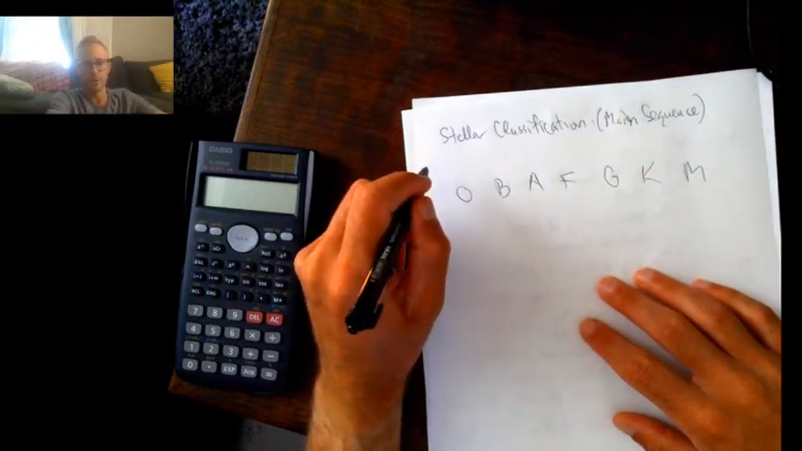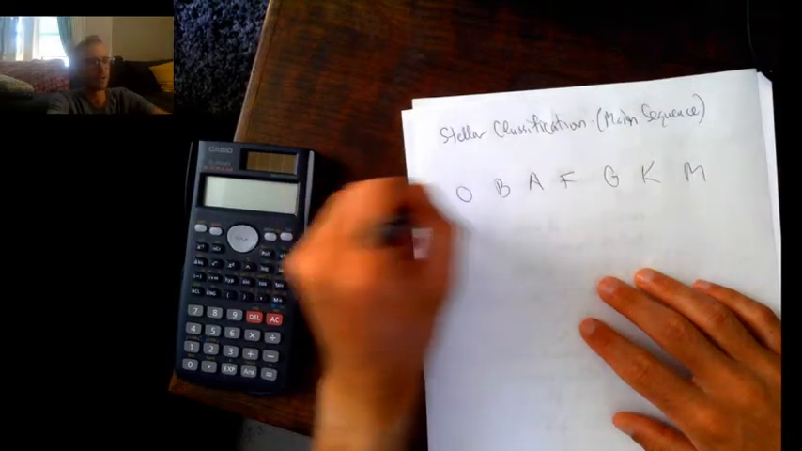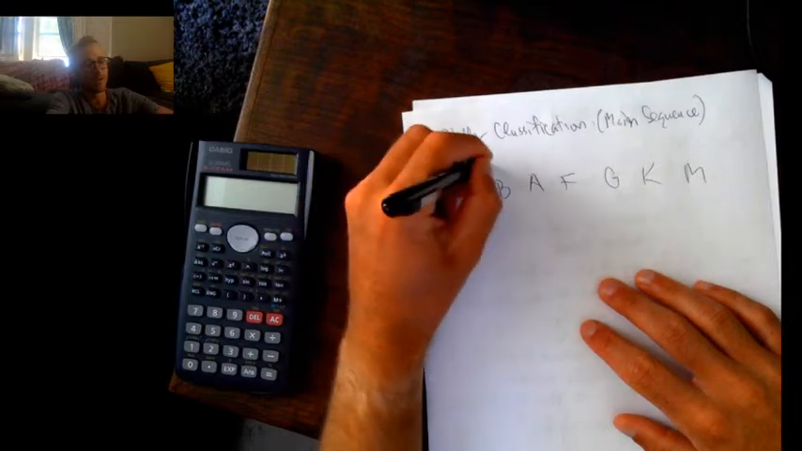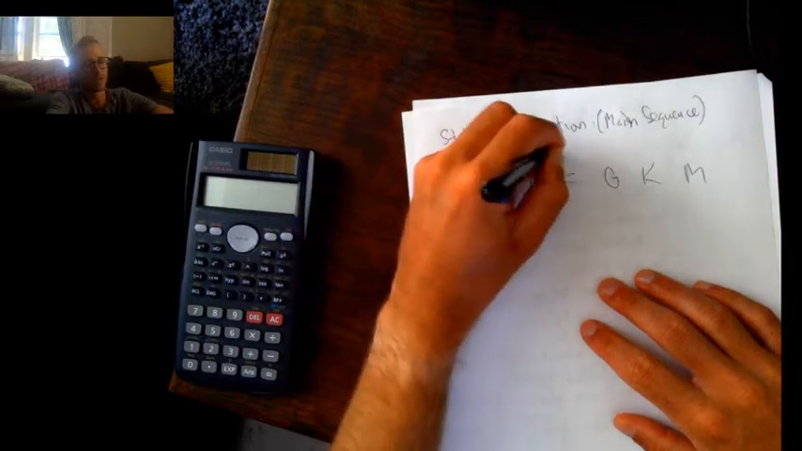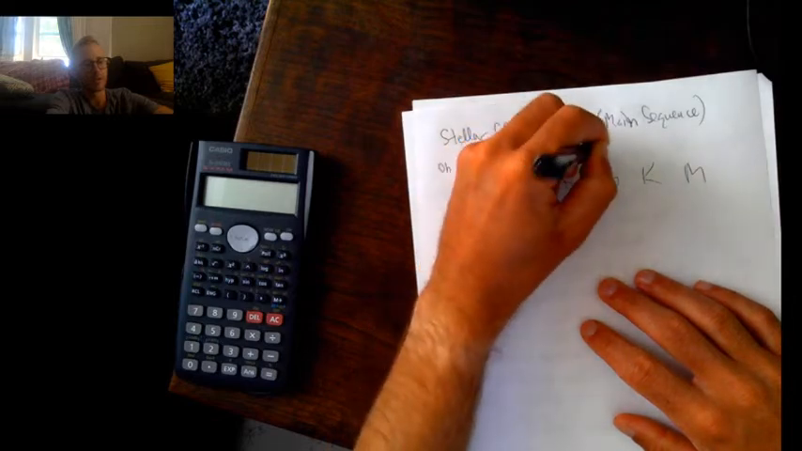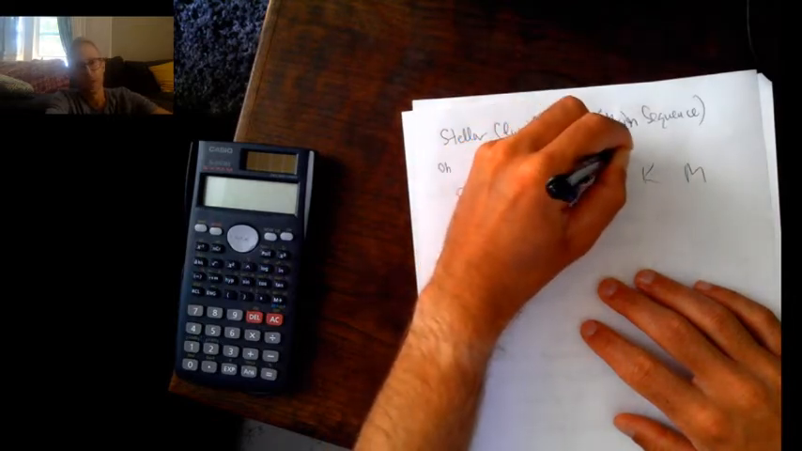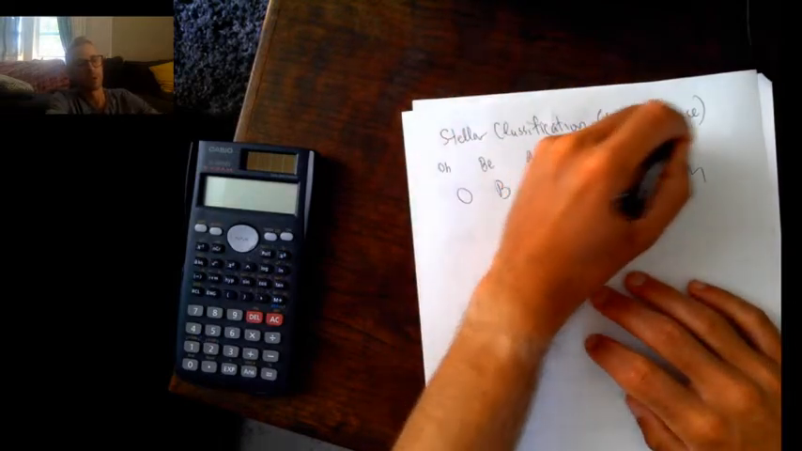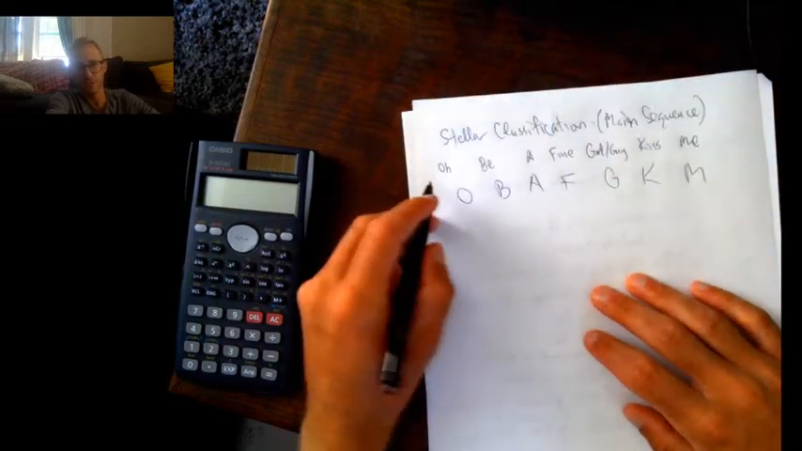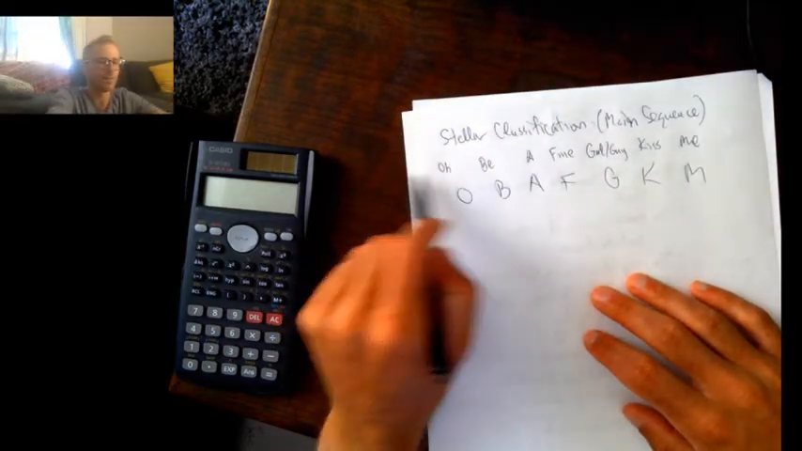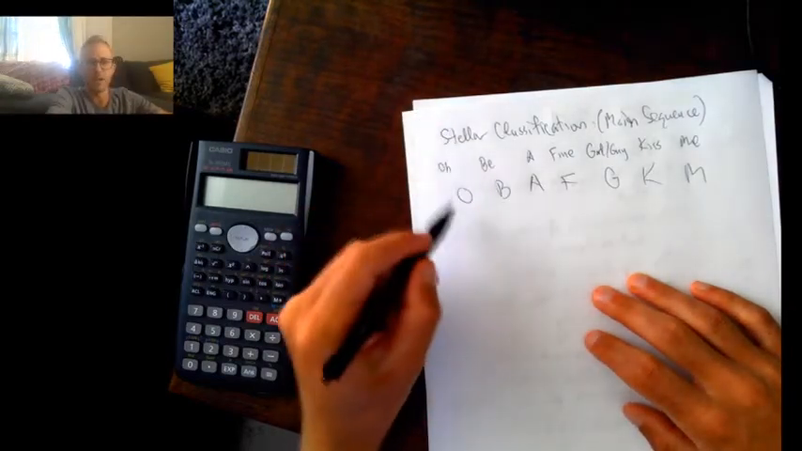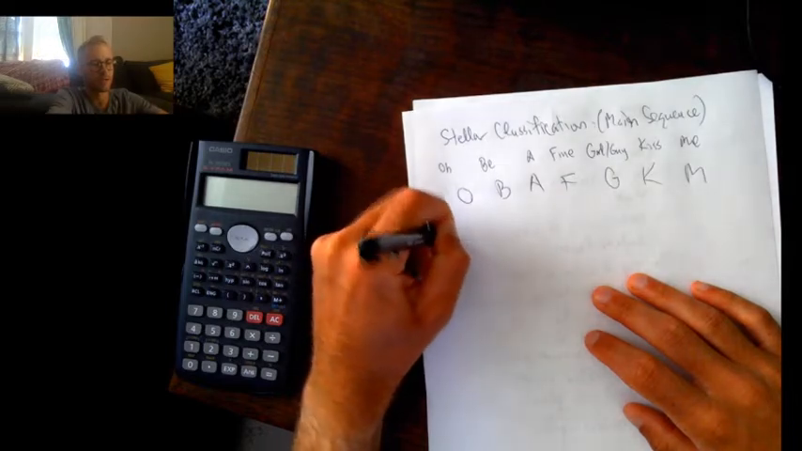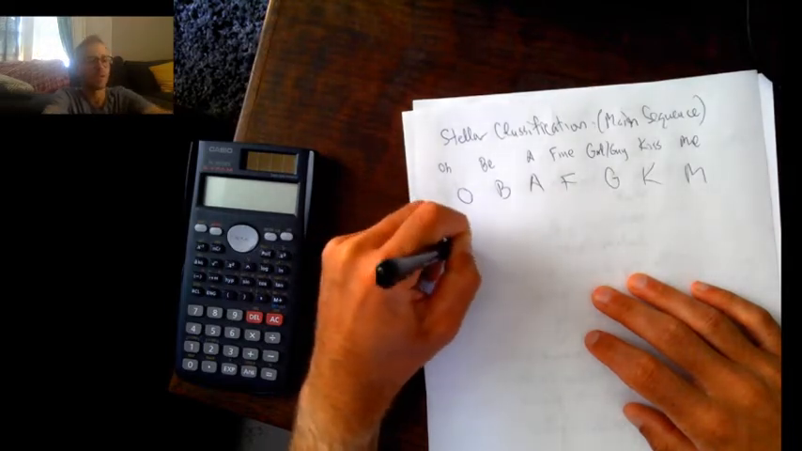So the way you can remember the order of this classification is a mnemonic: O, be a fine girl or guy, according to your preference, kiss me. That's the mnemonic to remember it. Now, stars on the O end of the spectrum are high mass stars. On the M end of the spectrum, they're low mass.